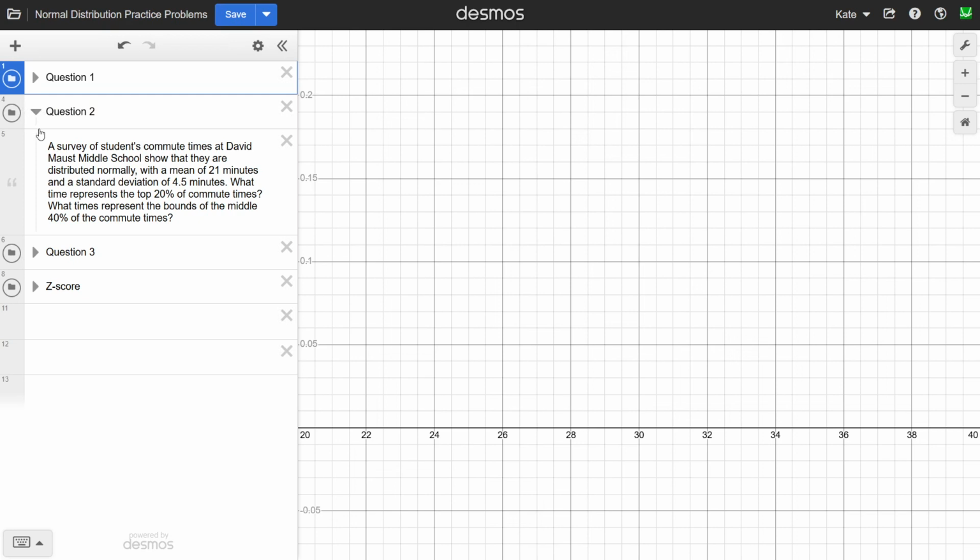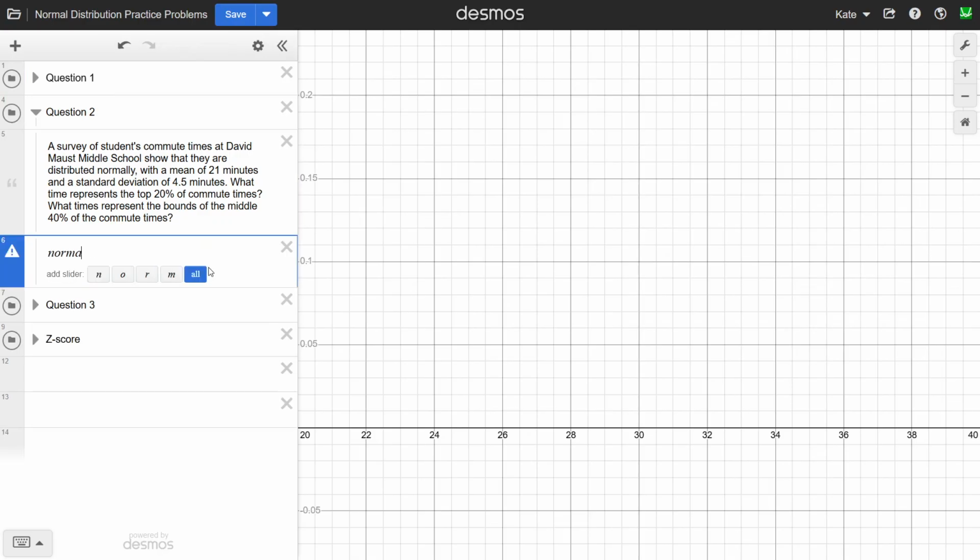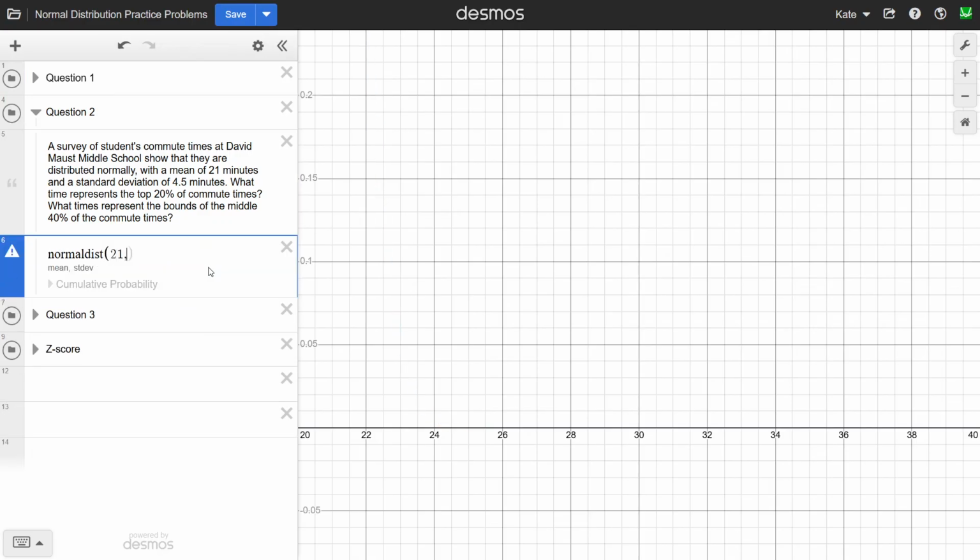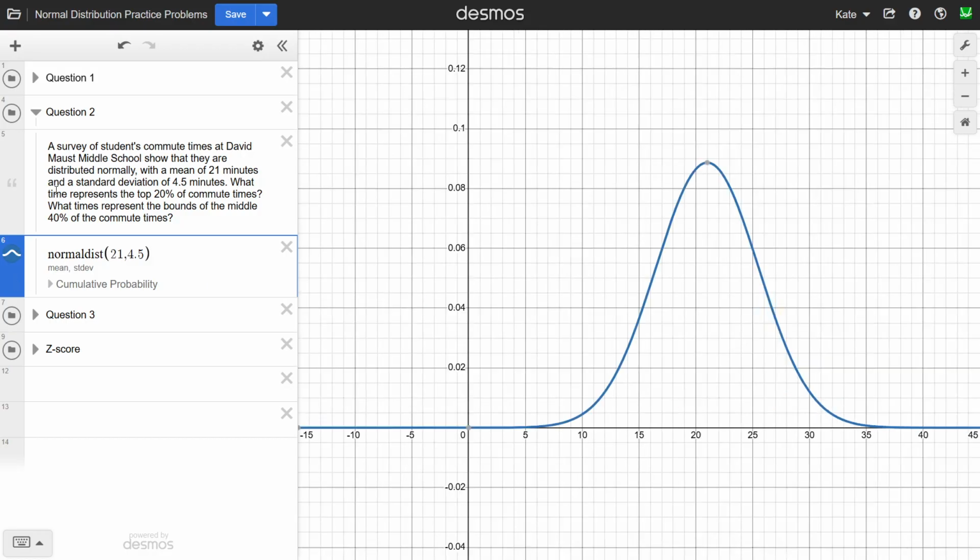Next question. A survey of students' commute times at David Moss Middle School showed that they are distributed normally with a mean of 21 minutes and a standard deviation of 4.5 minutes. With that information already, we can do normal dist of 21, 4.5. What time represents the top 20% of commute times?